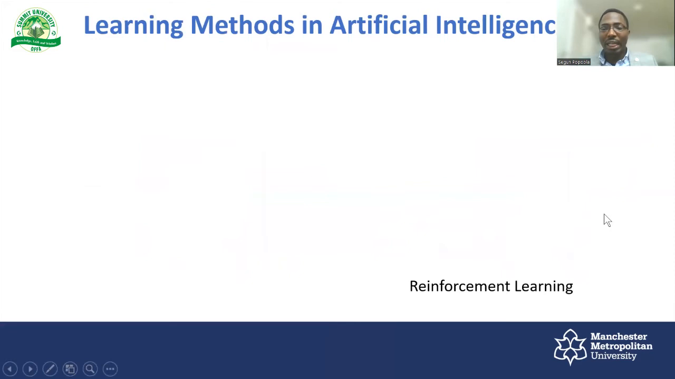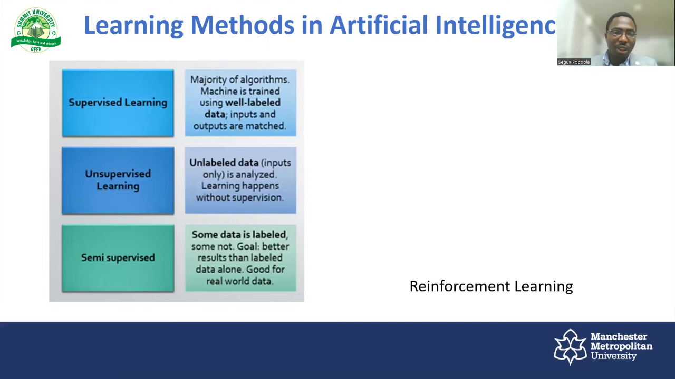Now, what are the learning methods, now that we've seen the gap that we need to fill as a nation, as an institution? I think we need to now see how we can begin to explore this opportunity. How can we get into this in different fields of study? There are three categories of learning methods in machine learning or AI.